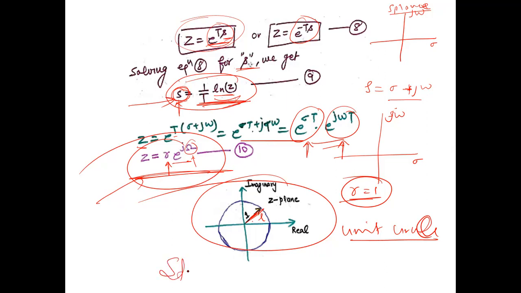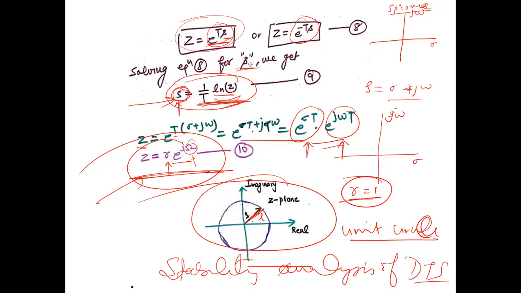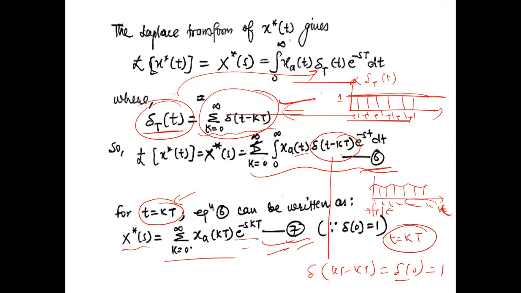So this is used for the stability analysis of discrete time systems, right? So this plays a very important role. Now we have S is equal to 1 by T natural log of Z. Now what we will do, we will replace this equation in equation number 7. Now equation number 7 is given here.